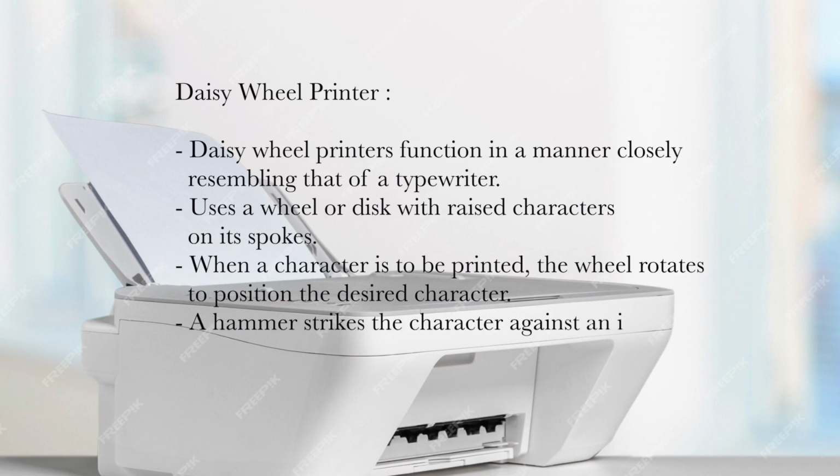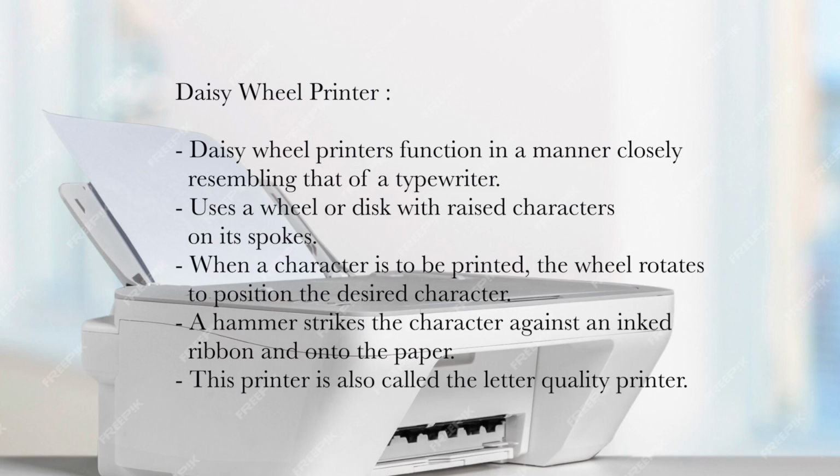Another type of impact printer, that is daisy wheel printers, operate in much the same fashion as a typewriter. It uses a wheel or disc with raised characters on its spokes. When a character is to be printed, the wheel rotates to position the desired character and a hammer strikes the character against an inked ribbon and on the paper. The printer is also called the letter quality printer.